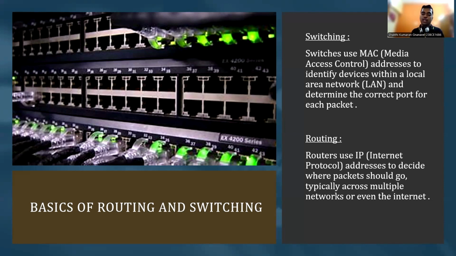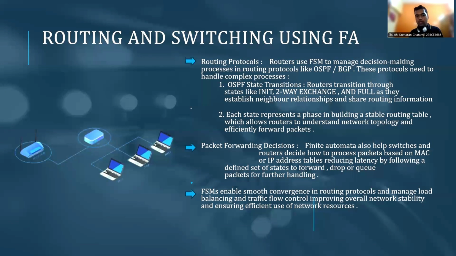This ensures data is efficiently and accurately transmitted across multiple networks, making the internet and wide area networks (WANs) possible. In summary, switching is used for data transfer within a network, while routing enables communication between different networks. Now let's look at the main topic: routing and switching using FA.